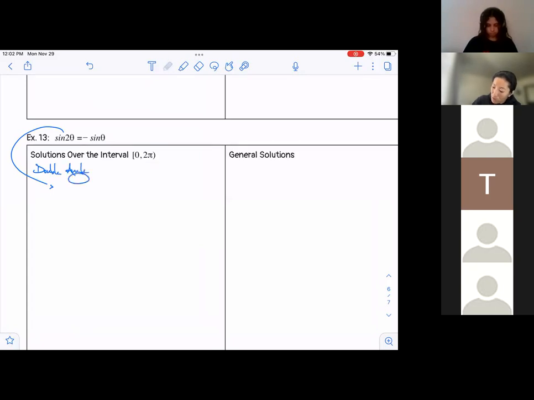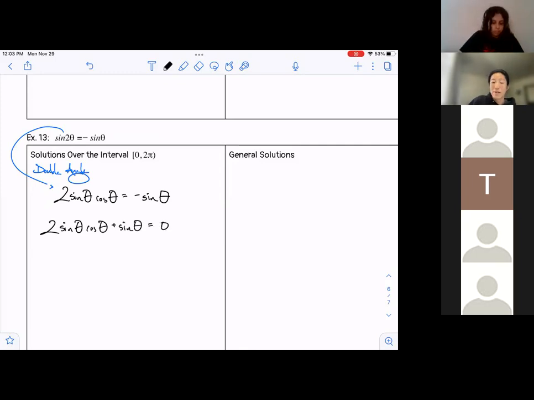All right. So when you folks are preparing your reference sheets, I think it would be really valuable to write down the names in addition to those identities. But we can absolutely write this as 2 sine theta cosine theta. Okay. All right. What can we do from here? Okay, so add that sine theta, so 2 sine theta cosine theta plus sine theta equals 0. It's never a bad strategy to try. What does that allow us to do in this case?